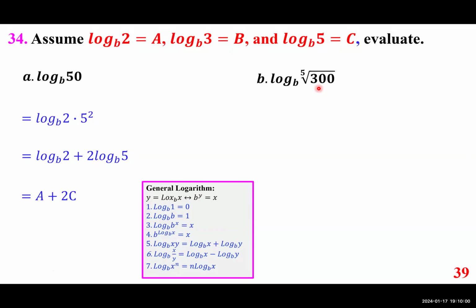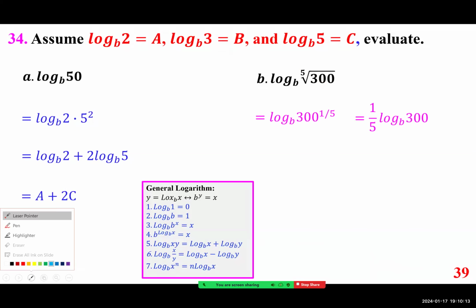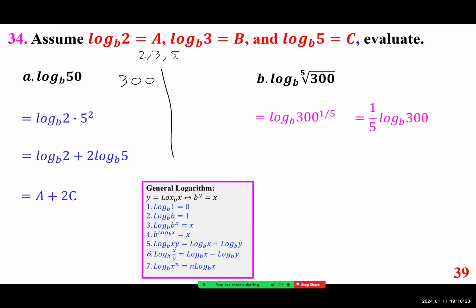First and foremost, this one is 300 to the power of 1/5, and it makes it 1/5 log of 300 base b. But this 300, I want to show you quickly and remind you about elementary algebra or basic math. I want to factor this, and remember the prime numbers are 2, 3, 5, 7, 11, 13, 17, 19, and you continue. So you start with the first and smallest prime number.